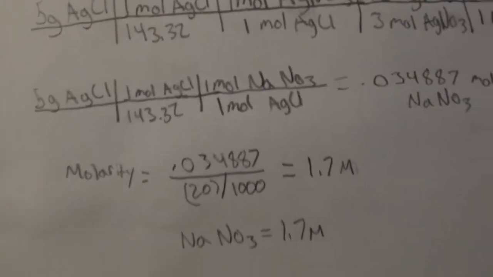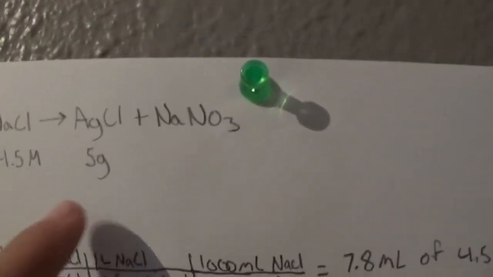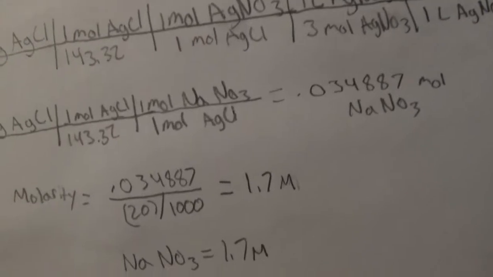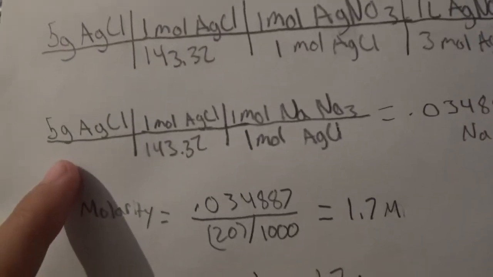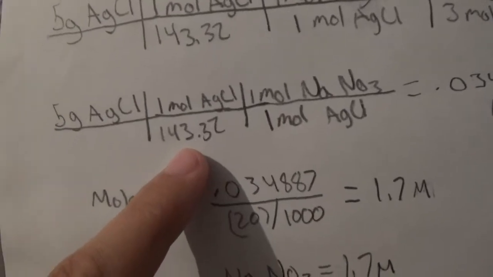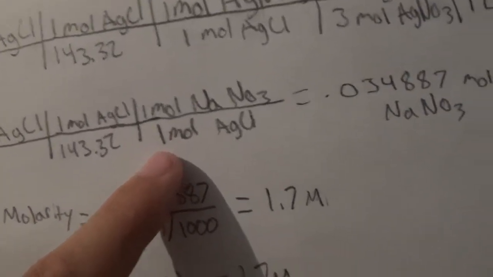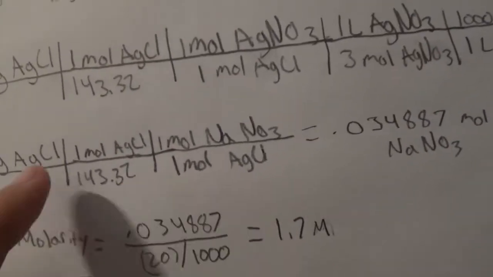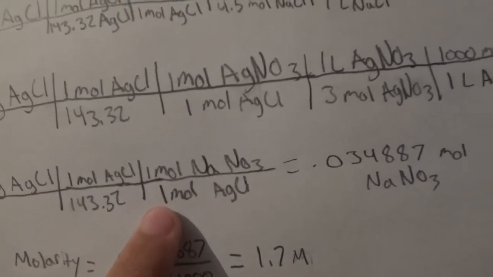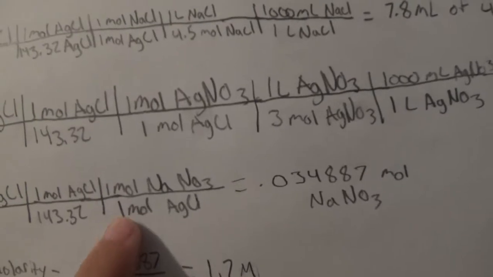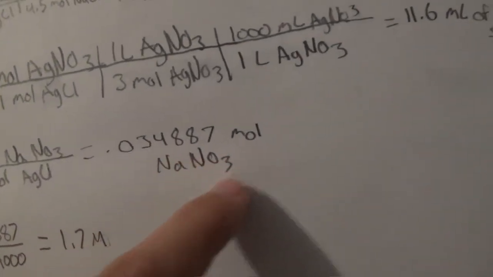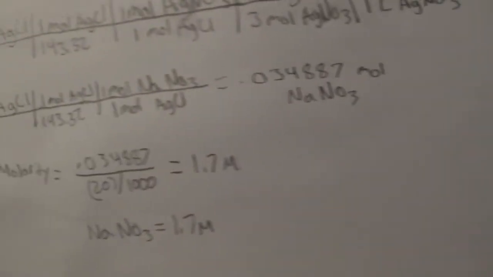And finally, we're going to find the moles of our new substance, the NaNO3. So we'll come back down here. We have 5 grams of AgCl, and we're going to do the molar mass again. And like I said earlier, all the coefficients are 1. So converting from AgCl to NaNO3 is just going to be 1 over 1. And when we work it out, we get 0.034887 moles of NaNO3.